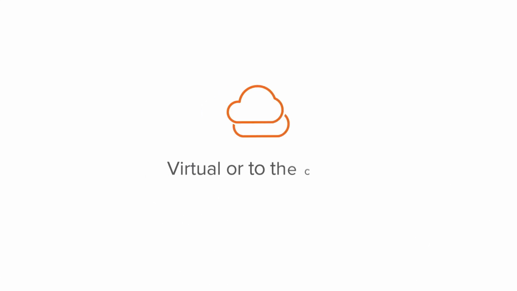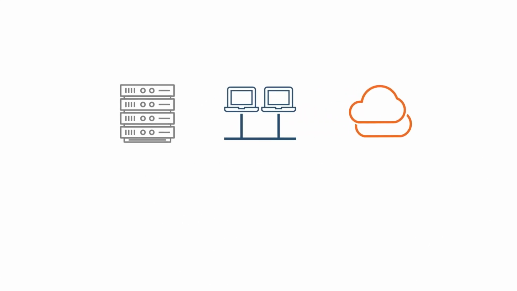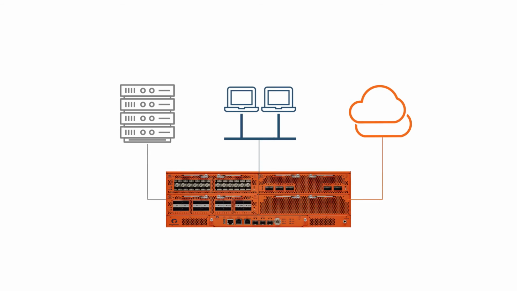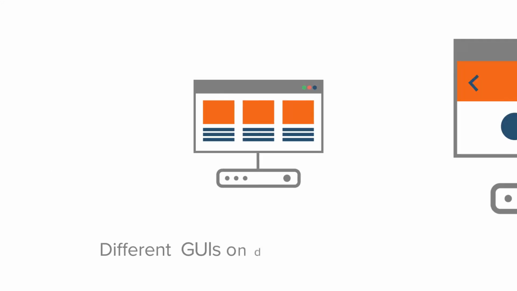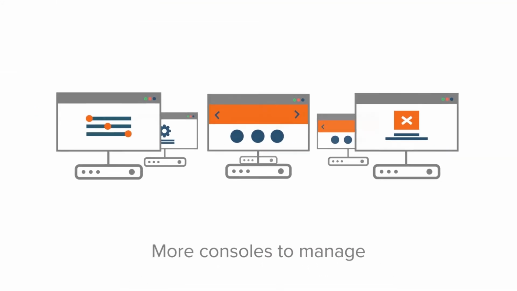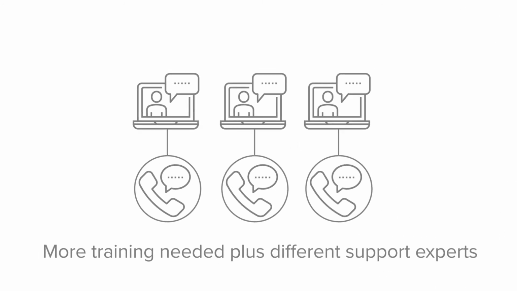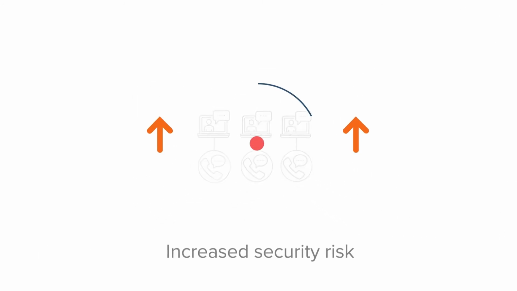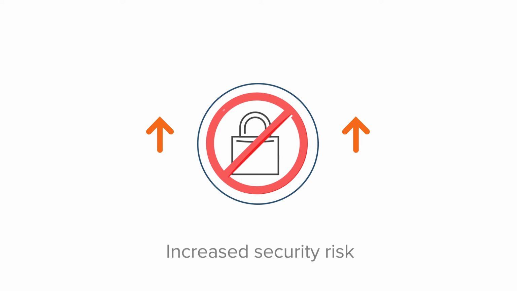Going virtual or to the cloud? You'll need to holistically manage your physical, virtual, and cloud infrastructure. GigaSecure has a single pane of glass for unified management. Other solutions have different graphical user interfaces on different appliances. More consoles to manage, plus more training needed, plus different support experts to call, equals increased security risk.